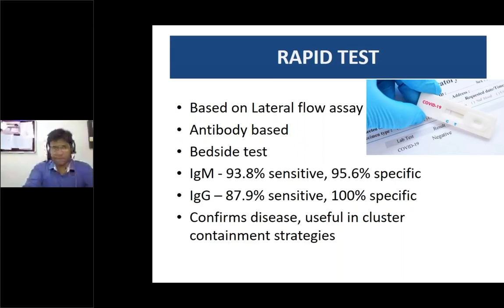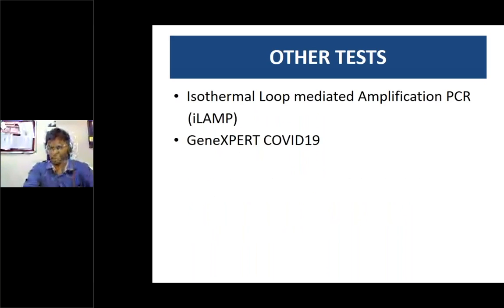Coming to the rapid test, this is based on the lateral flow assay. This is an antibody-based test. This is a bedside test like the NS1 antigen for dengue. Here, the IgM sensitivity is around 93.8% and specificity around 95.6%. For IgG, it is around 88% sensitive and 100% specific. This is useful in confirming disease, useful in cluster containment staging, but not as an initial investigation.